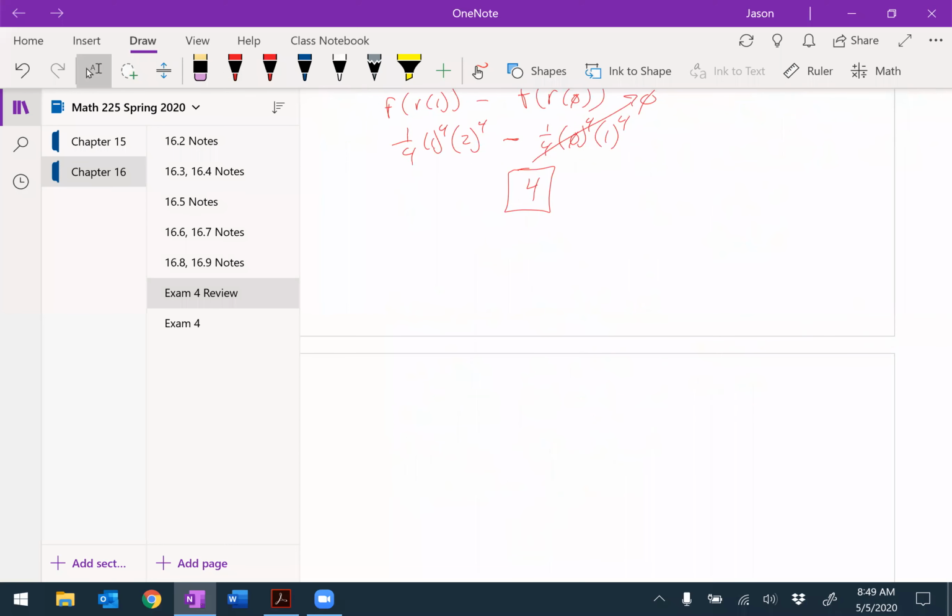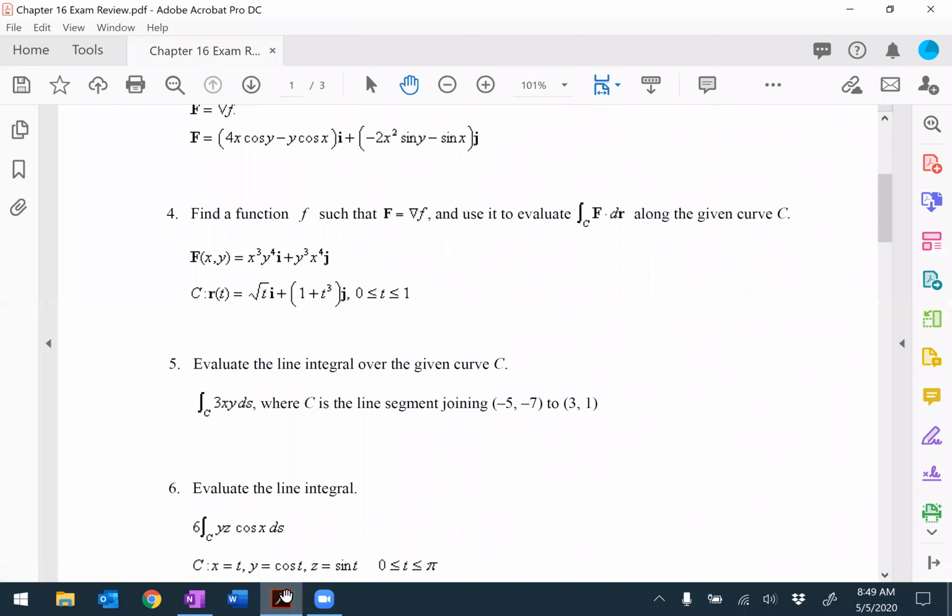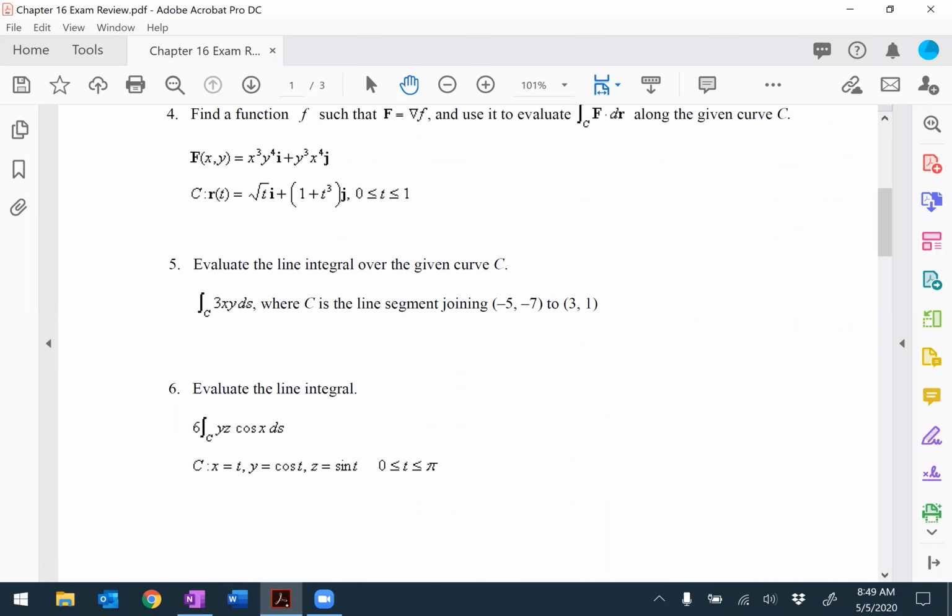Okay, number 5. Let's go see what number 5 is. Evaluate the line integral over the given curve C. So this is a line integral, and look at that, it says ds. That's my little s there. That means I'm going to have to find the arc length, I'm going to have to use that arc length portion of it. Okay, ds.